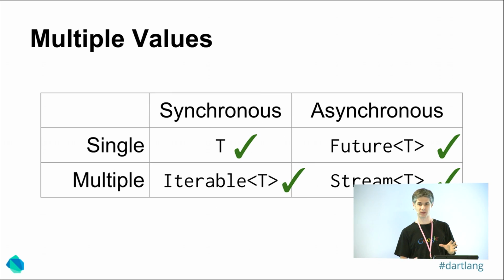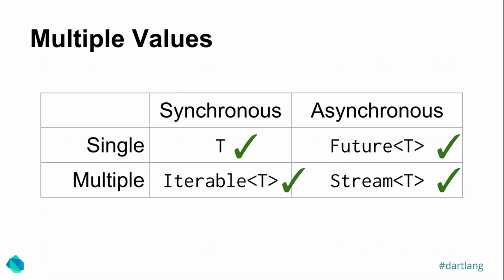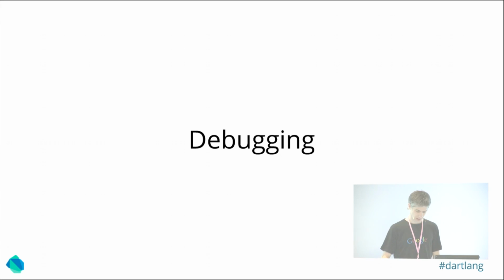So this concludes the 4 different sections of this table. We now have ways to return values, futures, iterables, and streams just by adding modifiers to your function. And with that, I will talk a little bit more about debugging.